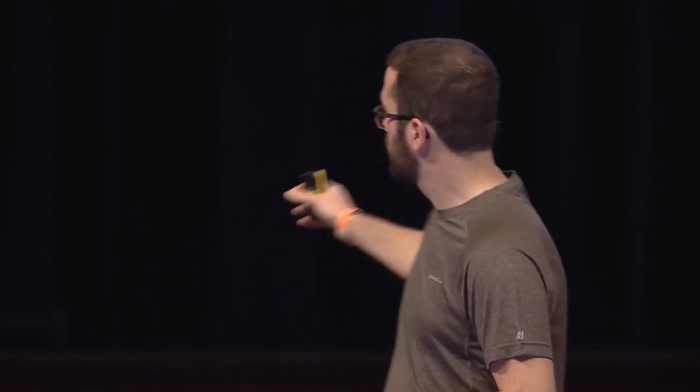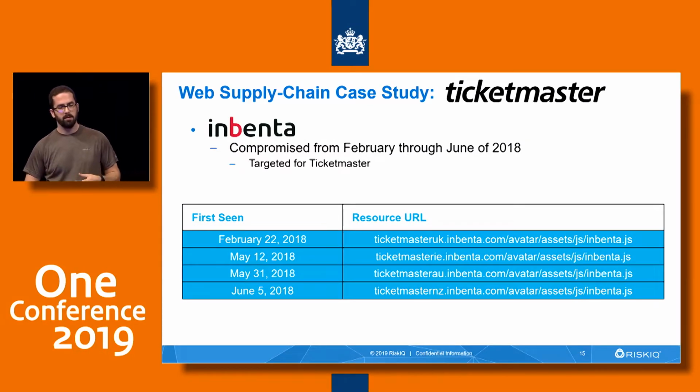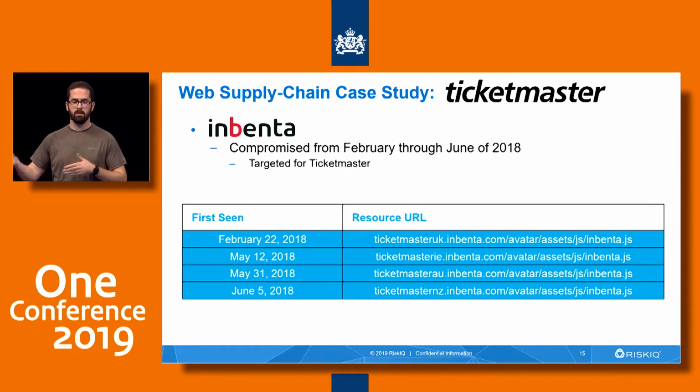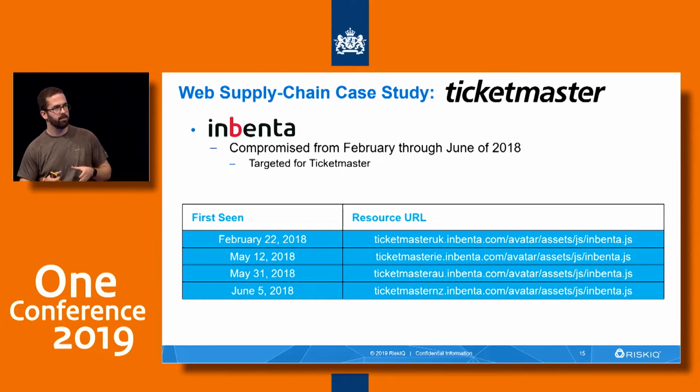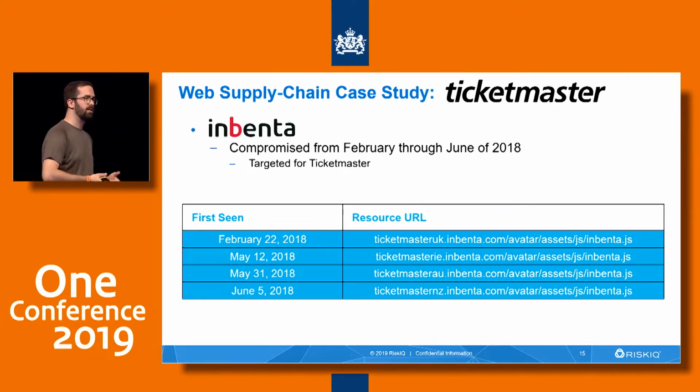Now, if I go back, January 15th was the last date stamp we have for them modifying one of the scripts. It wasn't until February 22nd when we saw Inventa. So they spent their time from January into February figuring out what Ticketmaster was using on their website. From those third parties that Ticketmaster was using, they figured out Inventa was, in some way or another, they haven't disclosed it, vulnerable. And they got in, and again, they only went after Ticketmaster scripts.